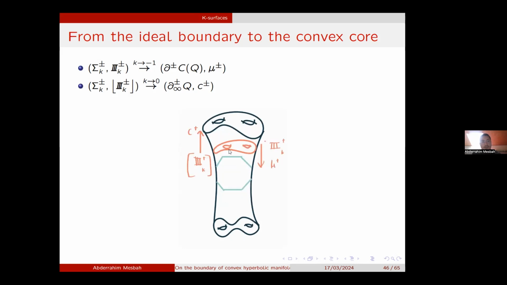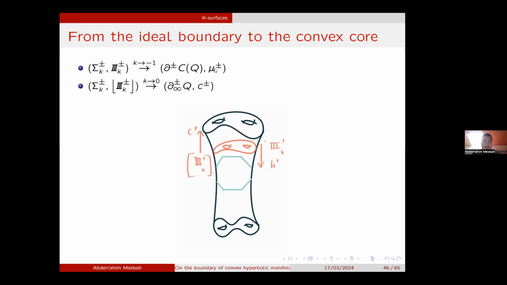A similar thing is also true for third fundamental forms. So if you ask K to go to -1, so maybe it's better to start with 0. If we ask K to go to 0, then the K surface with the induced third fundamental form on it will go to the ideal boundary with its conformal structure. And when you ask K to go to -1, the K surface with the third fundamental form will converge to the boundary of the convex core with the measured lamination.